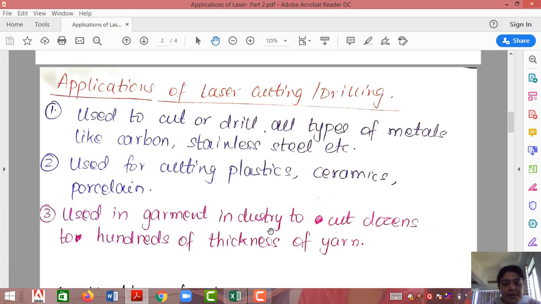It is also used in the garment industry to cut dozens to hundreds of thicknesses of yarn. If you have a huge heap of yarn, say the thickness is 1 meter, you cannot cut each and everything with the help of a scissor.